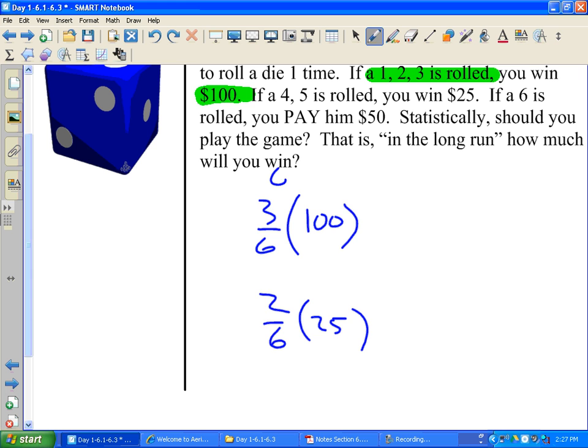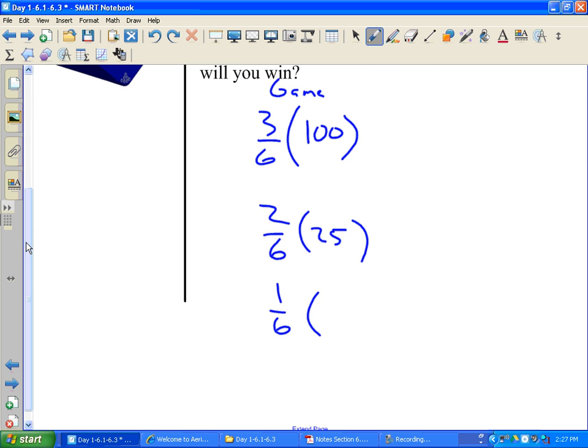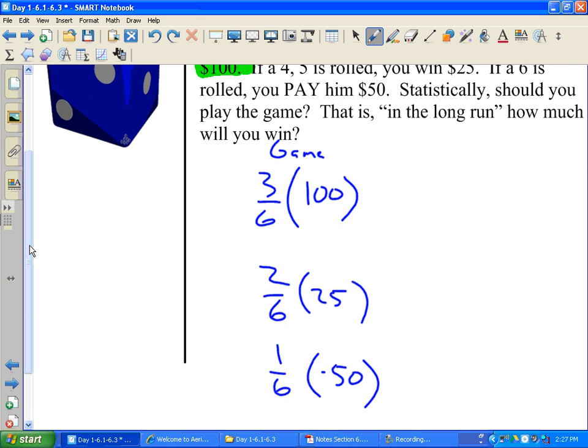So this is really the game part right here, right? We're trying to figure out the game part. And then 1/6 of the time, you're going to lose, what is it, $50? Yeah. Okay. This is a negative 50. No, this is just the game. Okay, this is just the game.